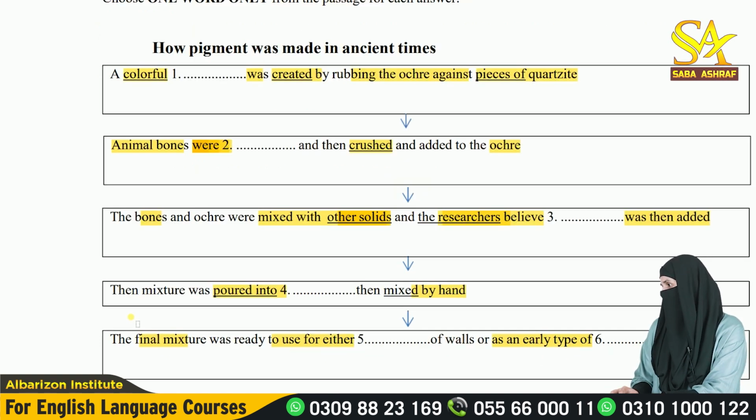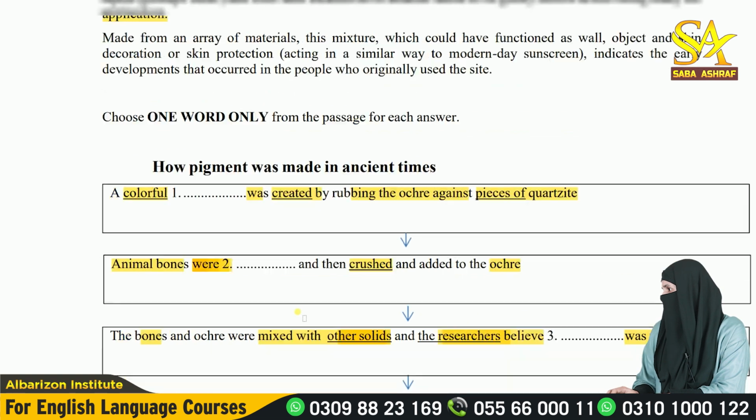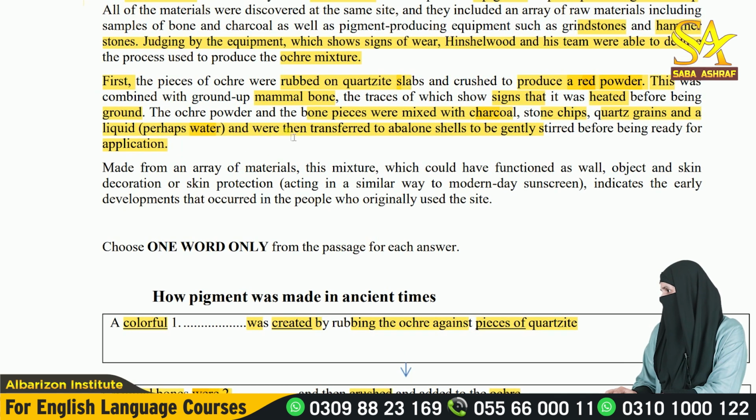Okay, let's read the fourth question. Then mixture was poured into dash, then mixed by hand. Then mixture was poured into transfer means transfer करना, dash, then mixed by hand. Okay, let's go to the passage and find the word then, फिर transfer to the abalone shells. Yes, this is the correct answer, abalone shells.